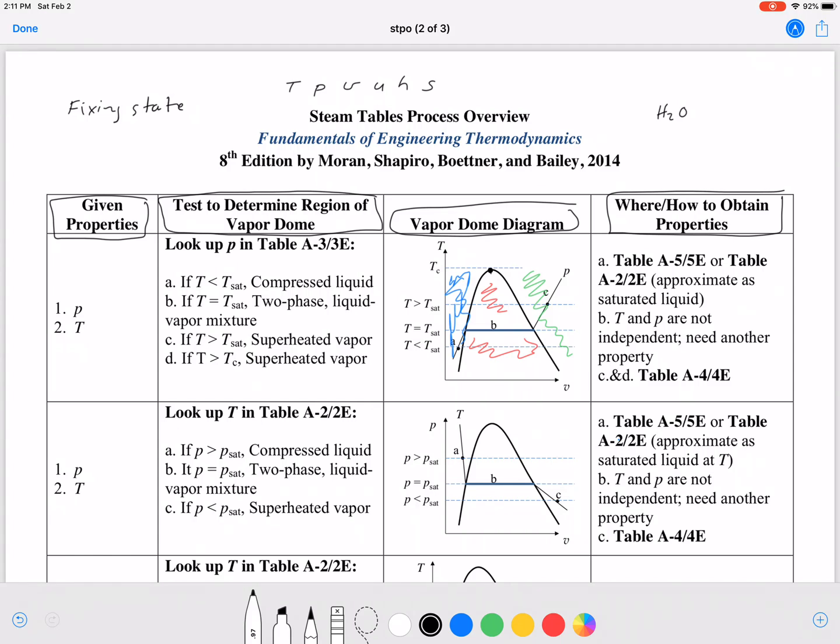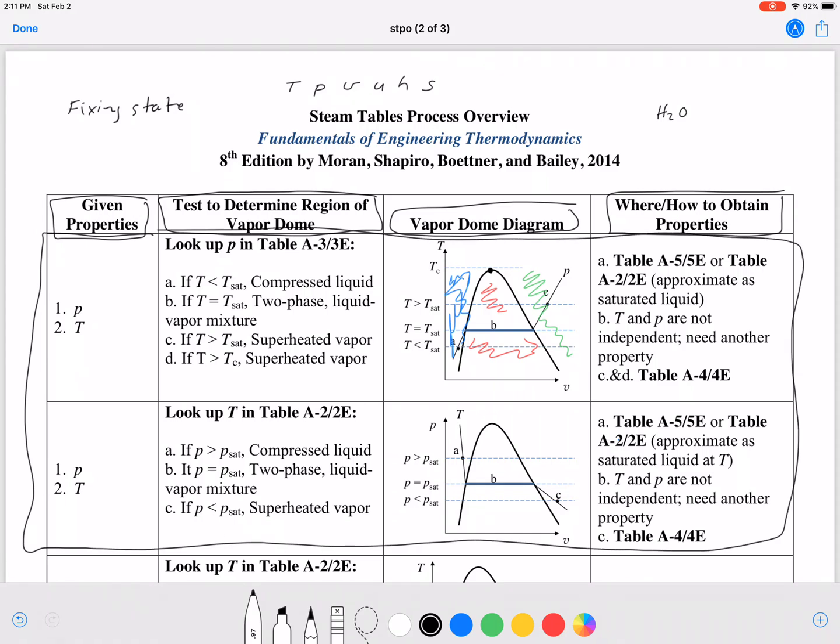If we're inside this red dome part, then we need to have three variables, because temperature and pressure are not independent at that point. But let's use the first two rows here. If we're given pressure and temperature, then we can use these first two rows to look up and find what values we have. So these two effectively are given the same things to start with. And you can use either of these rows to start to find what you're looking for.